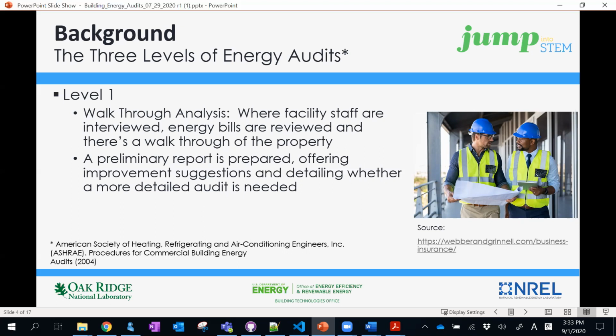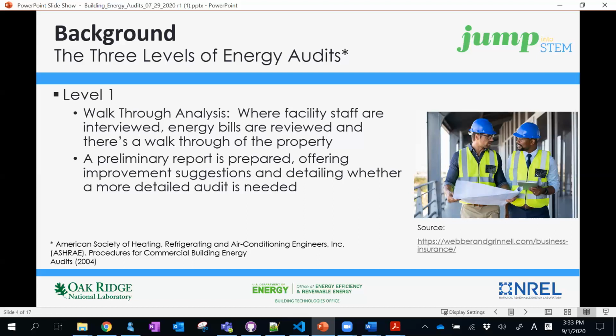ASHRAE provides industry with three standardized levels of energy audits. A Level 1 audit includes a review of utility bills, interviews with building staff, and a walkthrough of the building. The purpose of this audit is to identify energy inefficiency and provide recommendations to building owners regarding operational adjustments or system upgrades with cost-effective energy efficient measures.